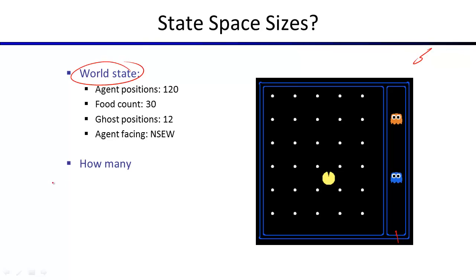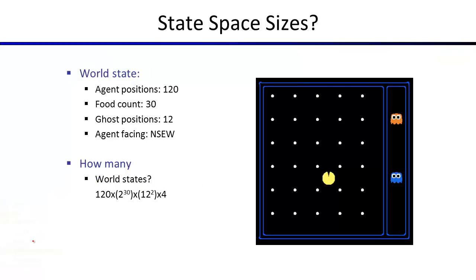All right. How many world states do we have? Well, we have 120 positions for Pac-Man times, and this times is important, it's not plus, you multiply everything together here, 120 possible locations for Pac-Man times all possible food configurations, which is 2 to the 30, which is a large number, and this is just for 30 food pellets, times each of the ghosts has 12 possible locations, so 12 to the 2, and then times 4 for the 4 directions Pac-Man could be facing. So this is a very large world state space size.